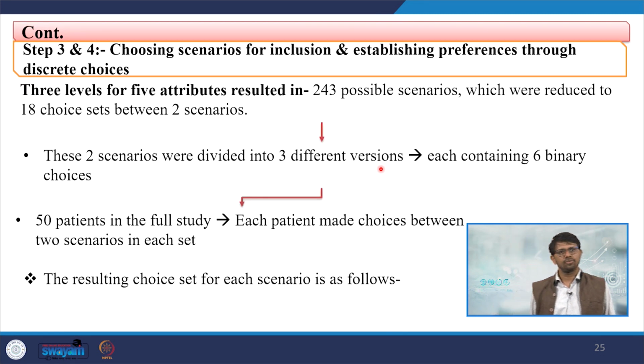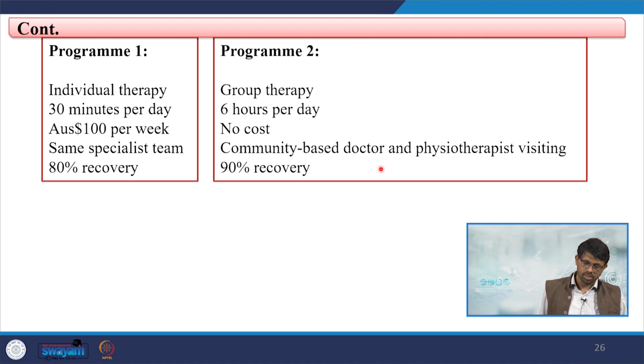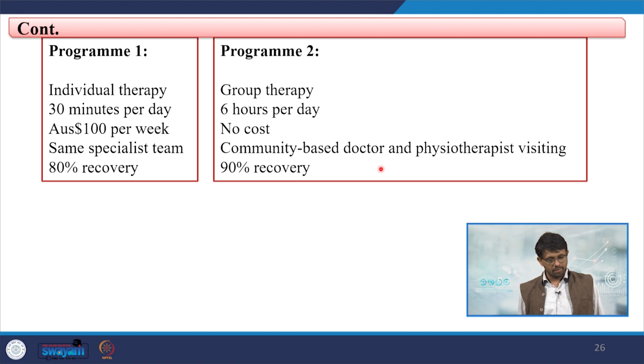The resulting choice set for each scenario is as follows. For program 1 and program 2, you can see individual therapy, and in the case of group therapy, in program 2. For individual therapy, 30 minutes per day, the cost is 100 Australian dollars per week, same specialist team, and 80% recovery out of those labels which I have mentioned. Finally, the result is here. And in group 1, program 1 and program 2, group therapy 6 hours per day, no cost is preferred, and community based doctors and physiotherapists visiting, 90% recovery, etc.